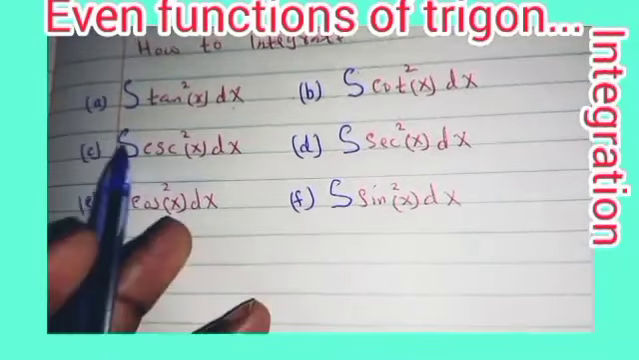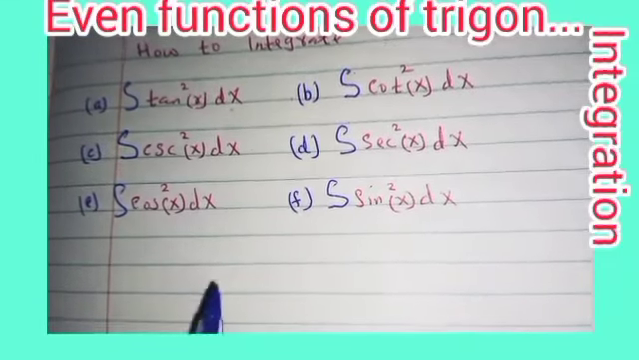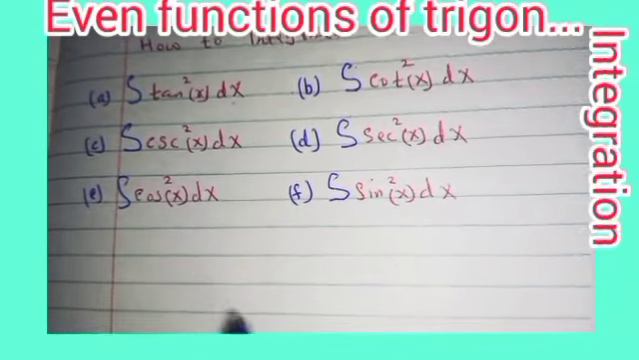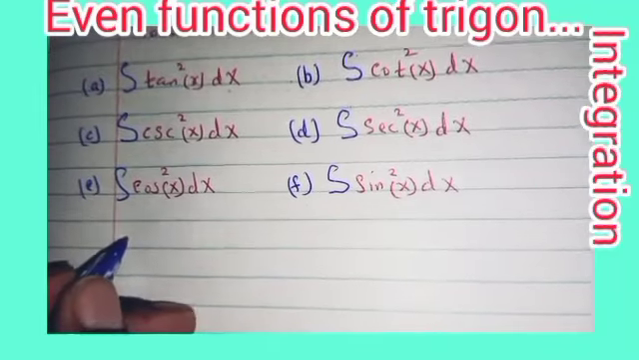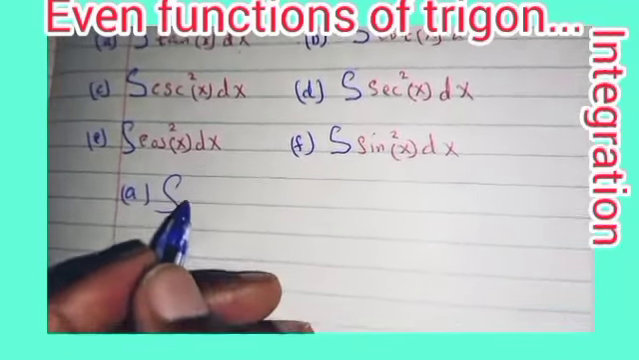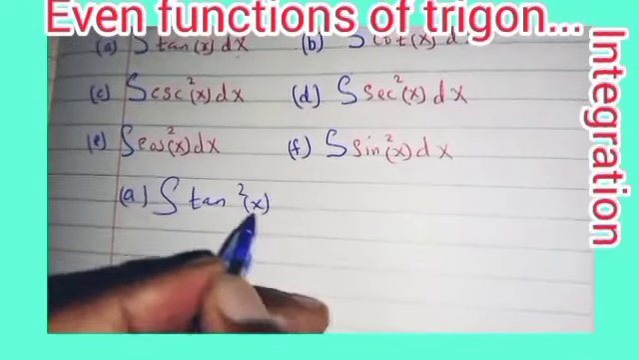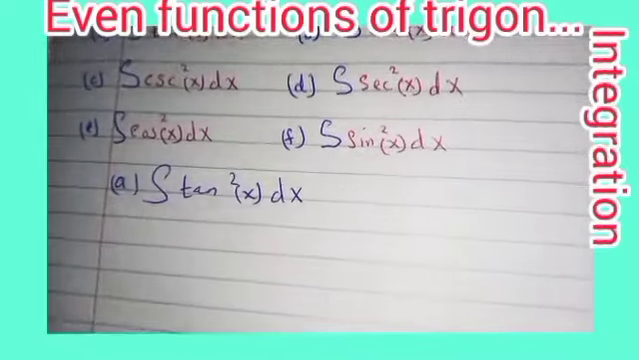So let us start with A and B, they are related. C and D, they are also related. And E and F, they are related. So we start with A. How do we integrate tan squared x dx?